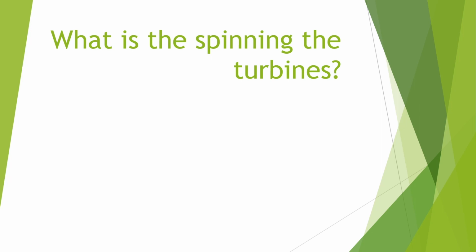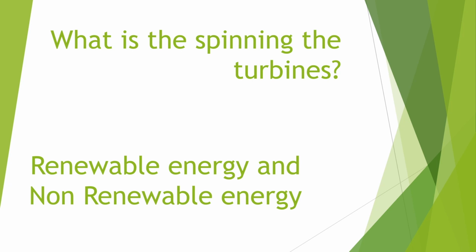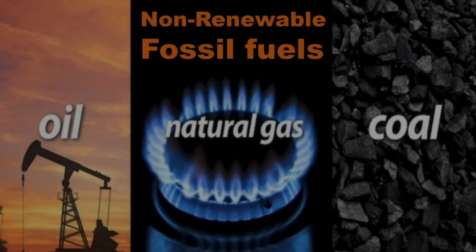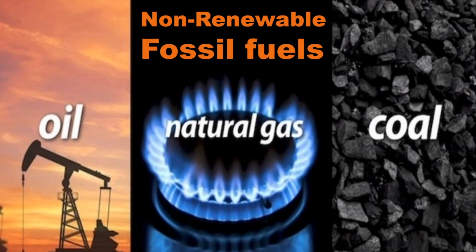So what is spinning the turbine? Yeah, you guessed it. We have renewable energy and non-renewable energy as external forces. Here's an example of 3 of the most common fossil fuels, non-renewable energies: oil, natural gas, and coal. We refer to these as fossil fuels because that's where they come from. Dead plants and organisms that have died a long time ago. We're talking millions of years, like millions and millions and millions of years.